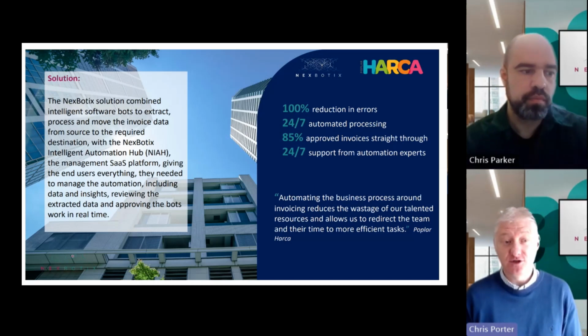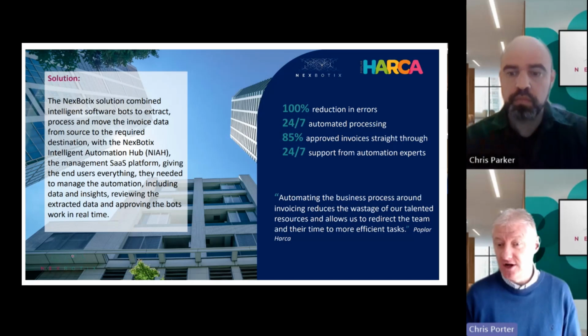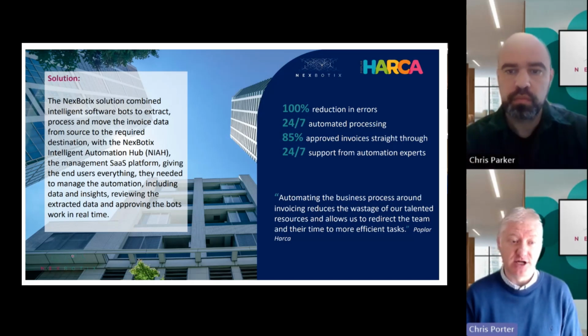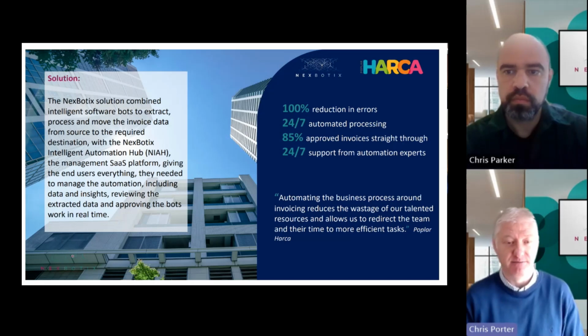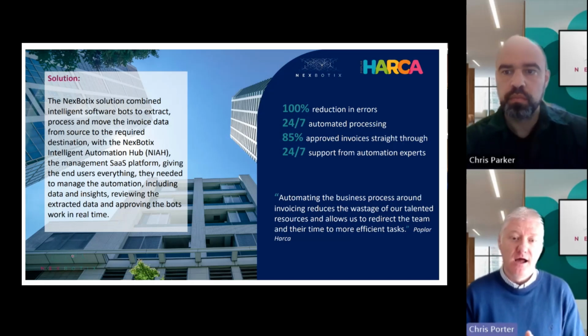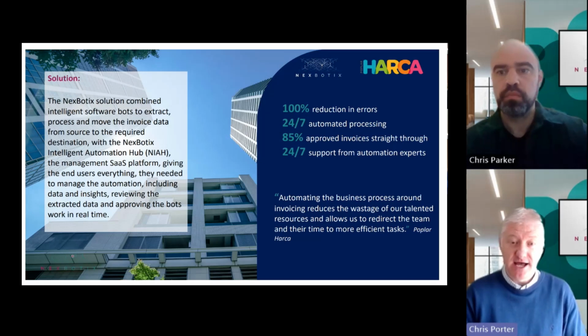So what did we do? Well, we used software bots to extract the data from the invoices and place it into these downstream systems. And we'll talk about it in a moment, but we have a platform called NIA, NexBotix Intelligent Automation Hub, which allows the finance team to manage any exceptions. So perhaps the supplier has put the value wrong on their invoice, that can all be picked up and managed by that team. And the results they saw were pretty astounding.